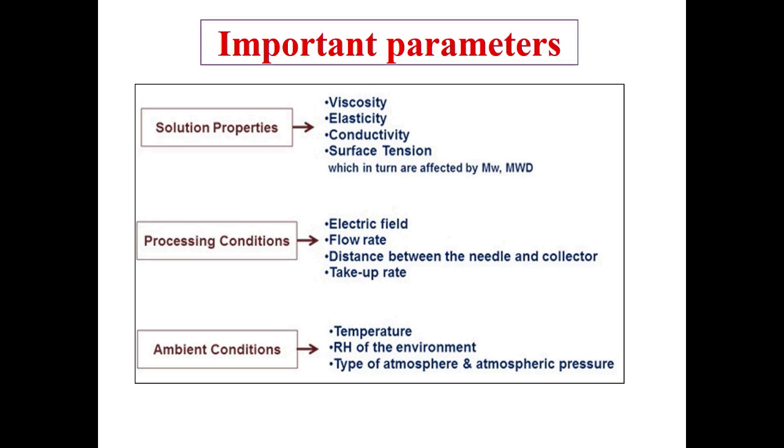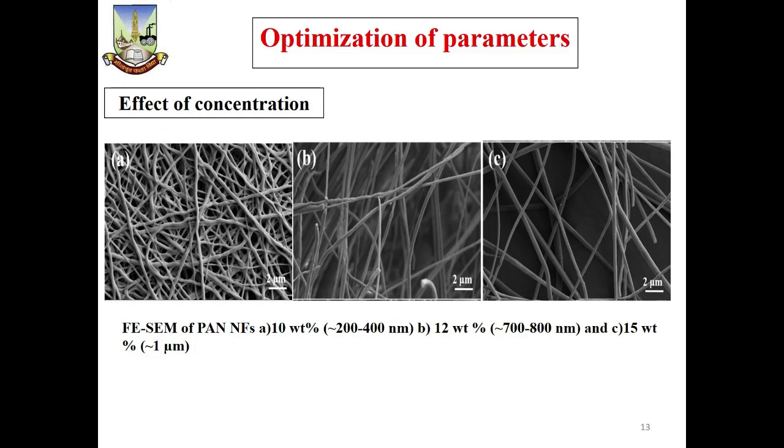The next parameter is the processing condition. In the processing condition: electrical field, flow rate, distance between the needle and the collector plate, and take-up rate. These are the 4 parameters associated with this processing condition. The third parameter is the ambient condition, that is the temperature, RH of the environment, type of atmosphere and atmospheric pressure. As I mentioned, the different parameters are very much important.